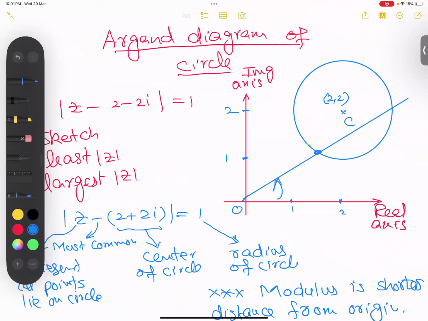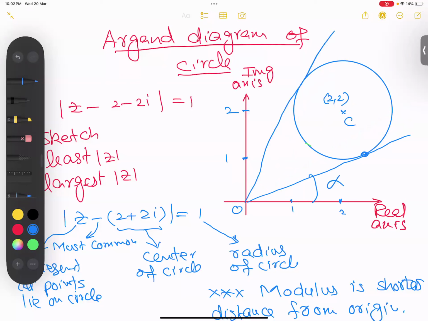But is this the smallest angle? No. What about this? No. What about this? Not at all. The angle becomes bigger. And what about this? The angle becomes bigger. So where is the least angle? A line which just touches the circle at the bottom, this point gives the least angle. And a line which touches the circle at the other point gives the largest angle. So these two points are of concern, this point and this point. All the remaining points will not give you the least and largest angle. I think you got a picture, inshallah, a small idea.